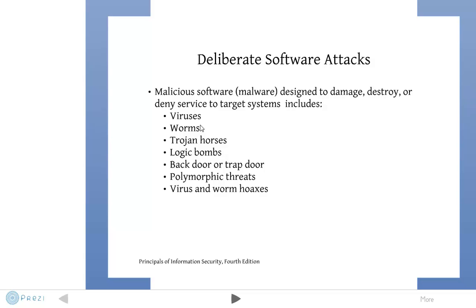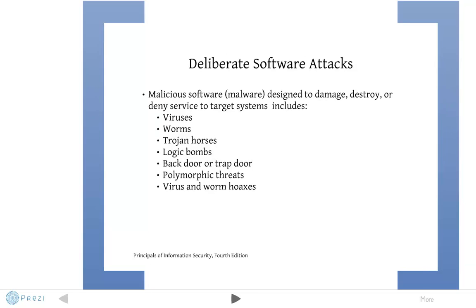A lot of times the worm requires that there's a vulnerability on the system that's open, whereas a virus can get into a perfectly secure and updated system, because if you write a batch file that does something malicious, it could be considered a virus. All right.